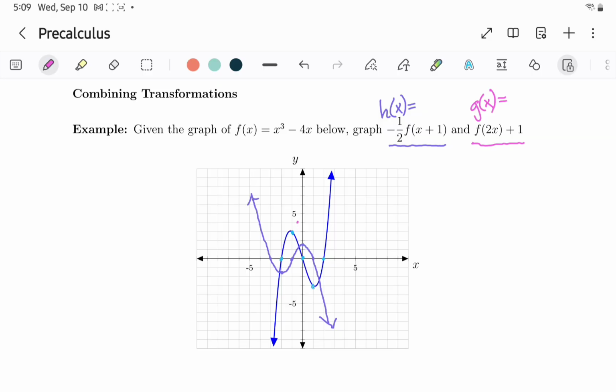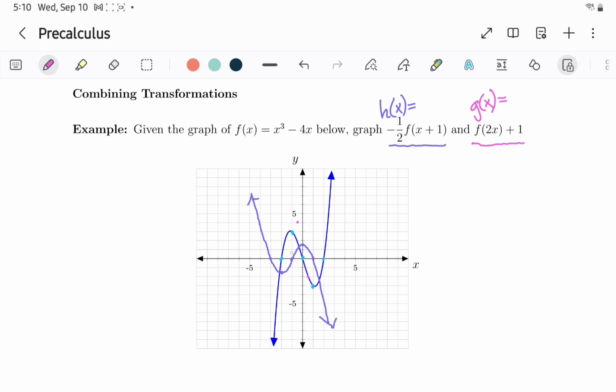And then this point down here at 1, -3, so it is going to get horizontally compressed to 1/2, -3, and then we are going to want to vertically shift it up 1 unit, so we're going to be up here at 1/2, -2.